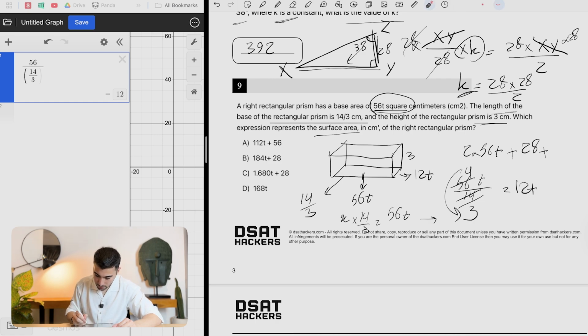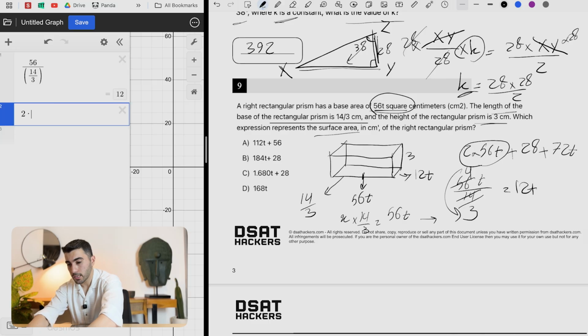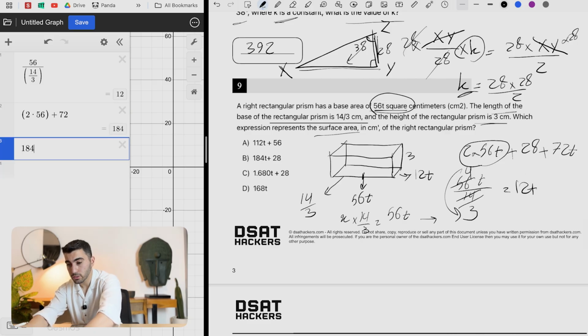Now what is the area of this face? 12t times 3 is 36t. 2 of these 36t's is going to be 72t. So plus 72t. Now let's add these. We have 2 times 56t. So 2 times 56 is 112t, plus 72, so this is 184t. So we have 184t plus 28. That is 184t plus 28, choice B. That's how we do this question.